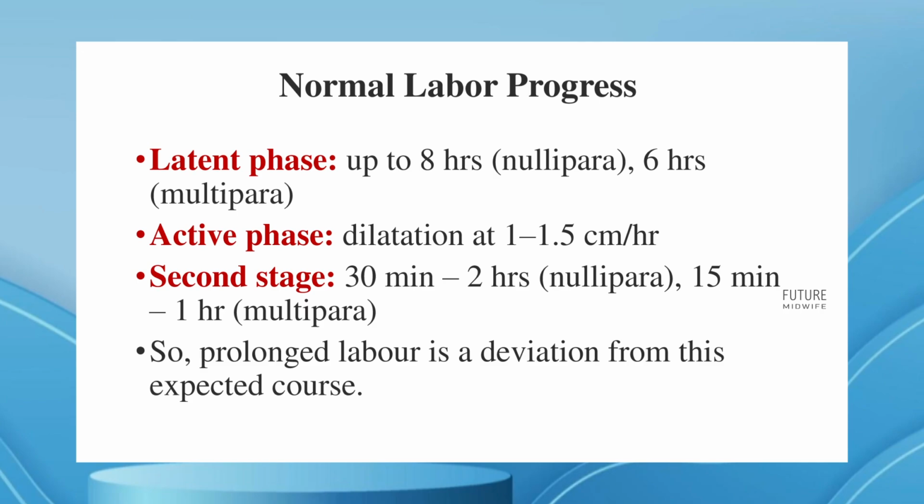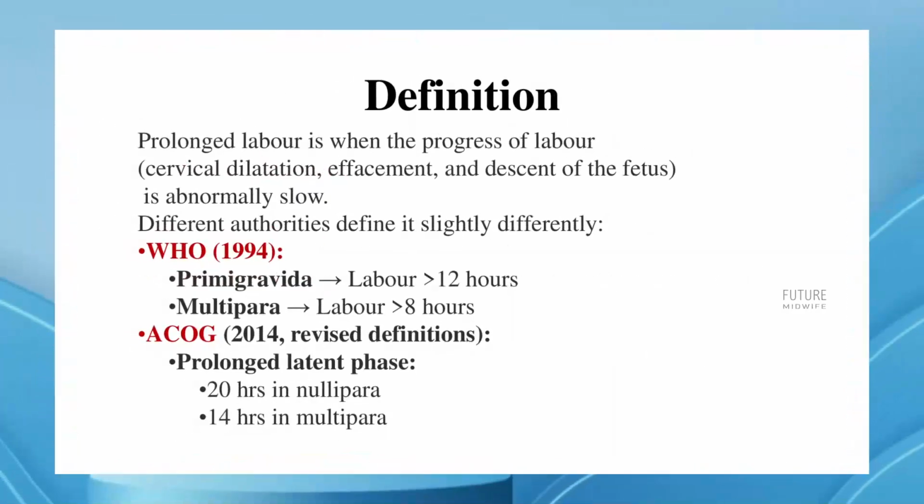So prolonged labor is a deviation from this expected course. Here we'll explain the definition of prolonged labor. Prolonged labor is when the progress of labor, which includes cervical dilatation, effacement and descent of the fetus, is abnormally slow. According to WHO in 1994, in case of primigravida, it will be more than 12 hours. In case of multipara, it will be more than 8 hours.